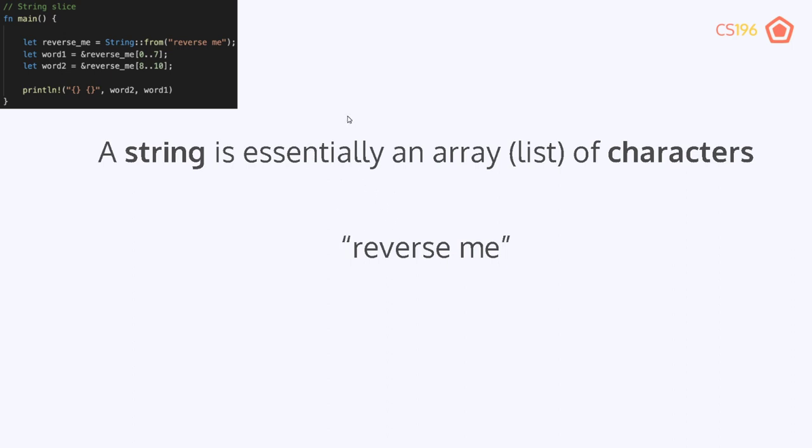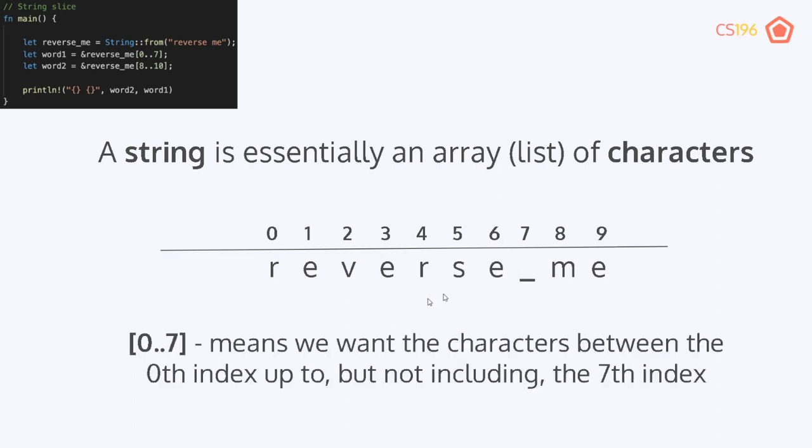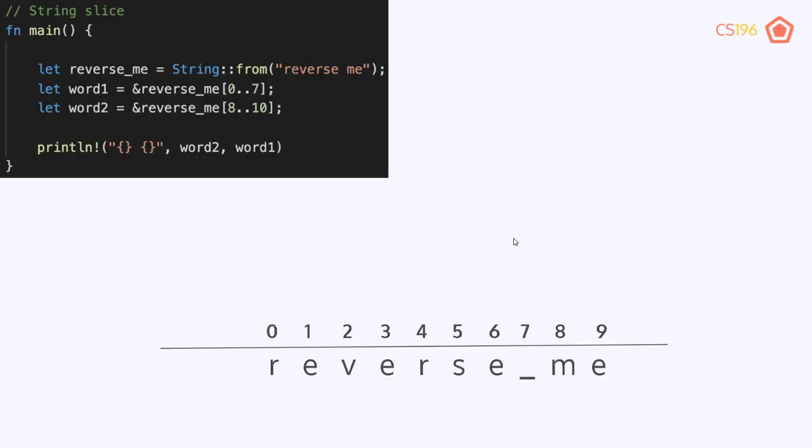A string is a list of characters. If we have reverse me, we can assign an index to each one of these. When we say 0..7 in these square brackets, what we're saying is I want everything from the 0th character up to and not including the 7th character. We can visualize this a little bit. Reverse me is pointing to this location, and when we want word 1, we say start here and go for a total of 7 characters, until the 7th index.